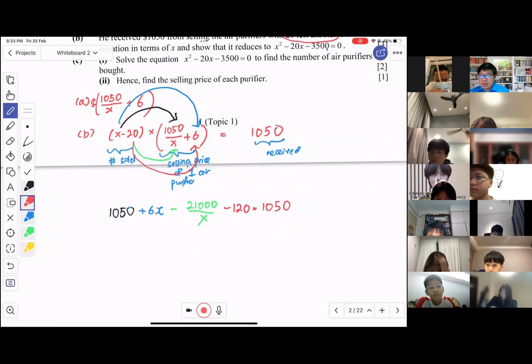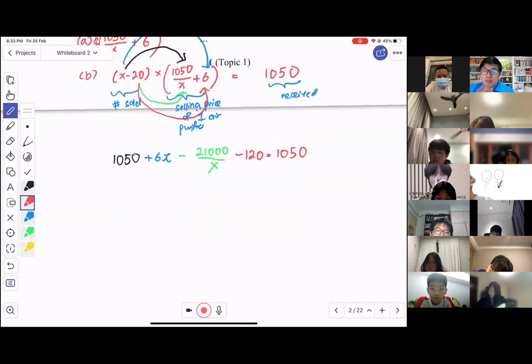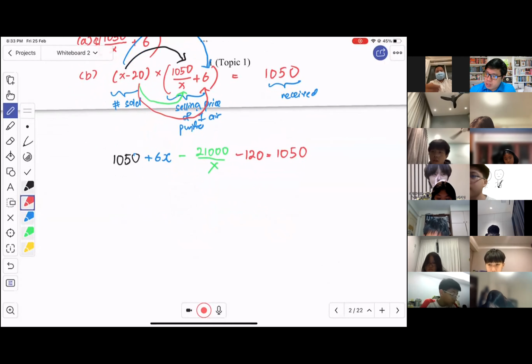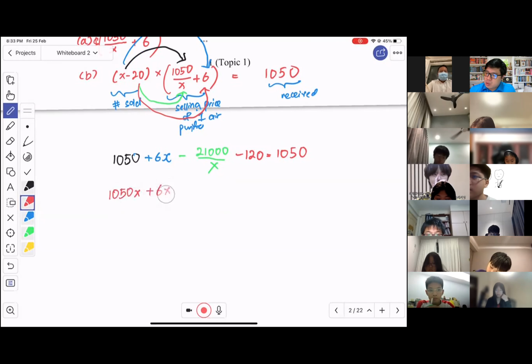So far, okay? Can I just quickly check who asked for 5B? I don't mind, I just want to make sure you follow. Okay, thumbs up. So from here, it looks very hard to digest because there's a fraction there, an x in the denominator. So what do we do? Very simple. Multiply all by x. So this is 1050x plus 6x squared. And immediately you don't get your x in the denominator anymore.